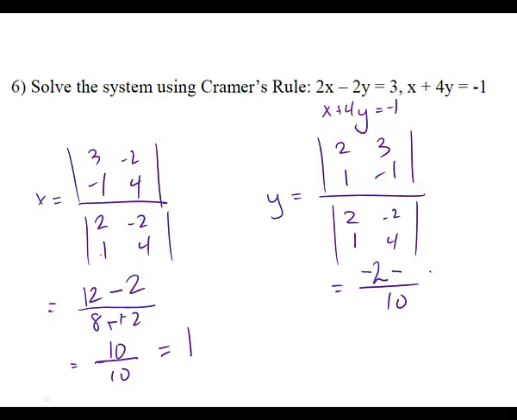Negative 2 minus what? 3. So we end up with negative what? 5 over 10, which is negative 1/2. So you have 1, negative 1/2.